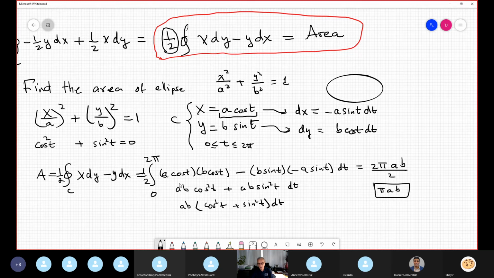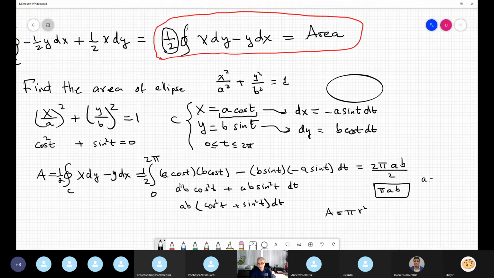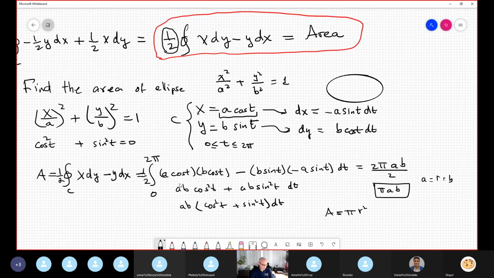Try to find it using geometry or another way. Suppose one particular case of the ellipse is a circle, and you know very well from high school that the area of the circle is pi r squared. The reason it is r squared is because a and b are the same: if a is r and b is r, then it is r squared. Super. Do you see the application or no? To find the area, it's another possibility.